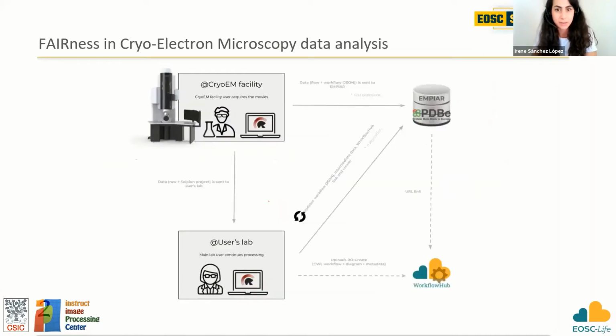Next slide, please. So how does a cryo-electron microscopy data analysis usually work? Well, first of all, researchers from labs send their samples to a cryo-EM facility. Then the cryo-EM facility starts an acquisition session in which data can be preprocessed with software like Scipion. When this process finishes, the facility sends back the raw data, that is the movies and the Scipion project, to the lab.